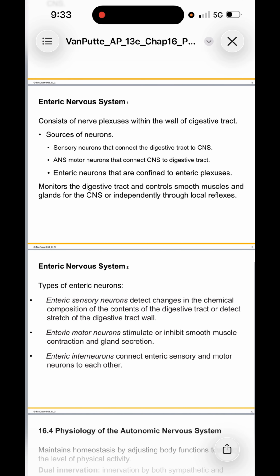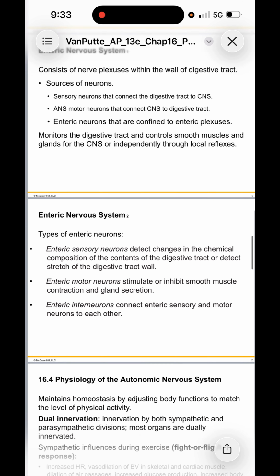The enteric nervous system consists of nerve plexuses within the wall of the digestive tract. Sources of neurons include sensory neurons that connect the digestive tract to the CNS, ANS motor neurons that connect the CNS to the digestive tract, and enteric neurons that are confined to enteric plexuses. It monitors the digestive tract and controls smooth muscles and glands for the CNS or independently through local reflexes.